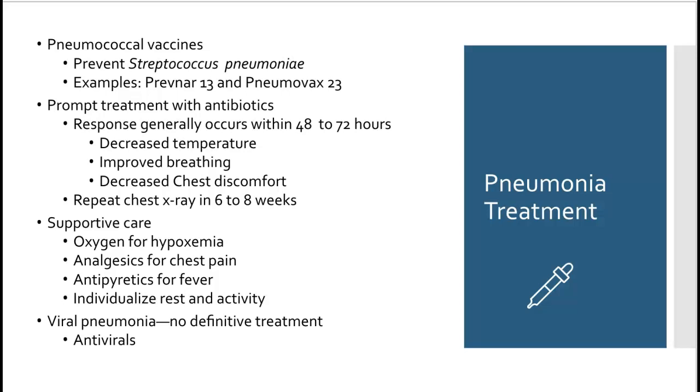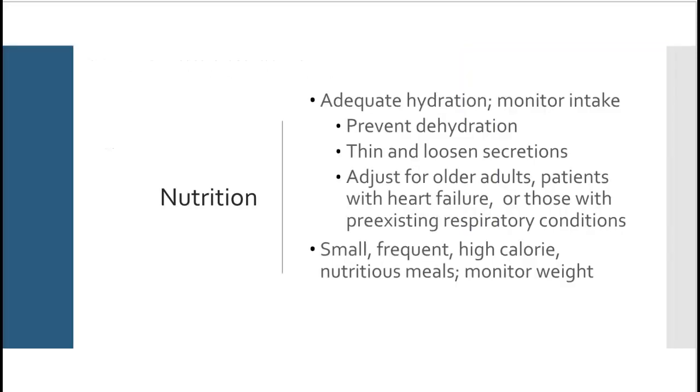Now, viral pneumonia, there's no definitive treatment. They may receive some antivirals. So nutrition for pneumonia. Always adequate hydration. Hydration helps the patient to thin their secretions and are able to get that out, so we're going to monitor intake. Want to prevent that dehydration. As I mentioned, it thins and loosens those secretions. And we have to adjust this for older adults or patients with heart failure or patients with pre-existing respiratory conditions. So some of those fluid things might be different for those patients.